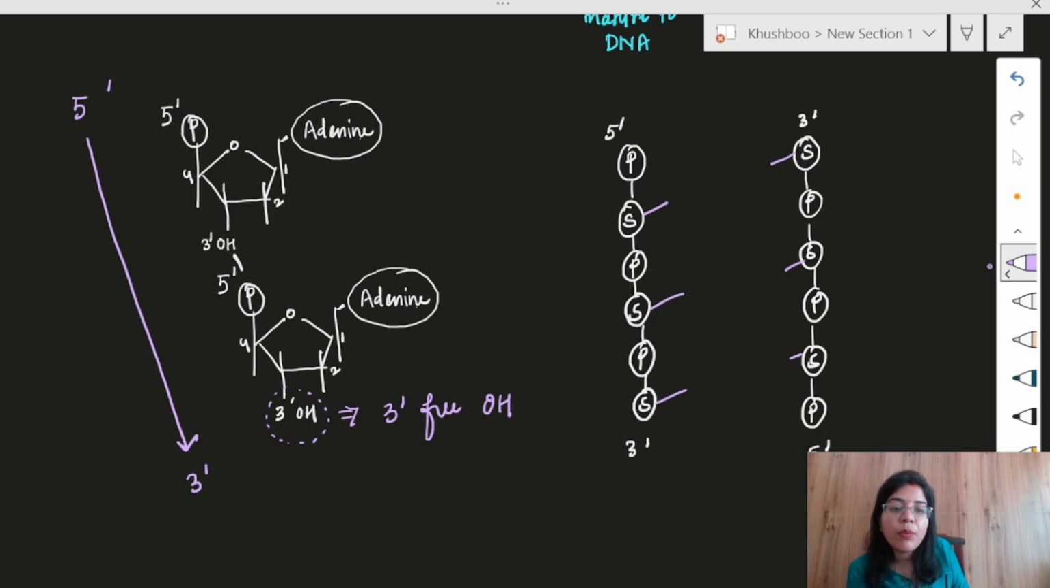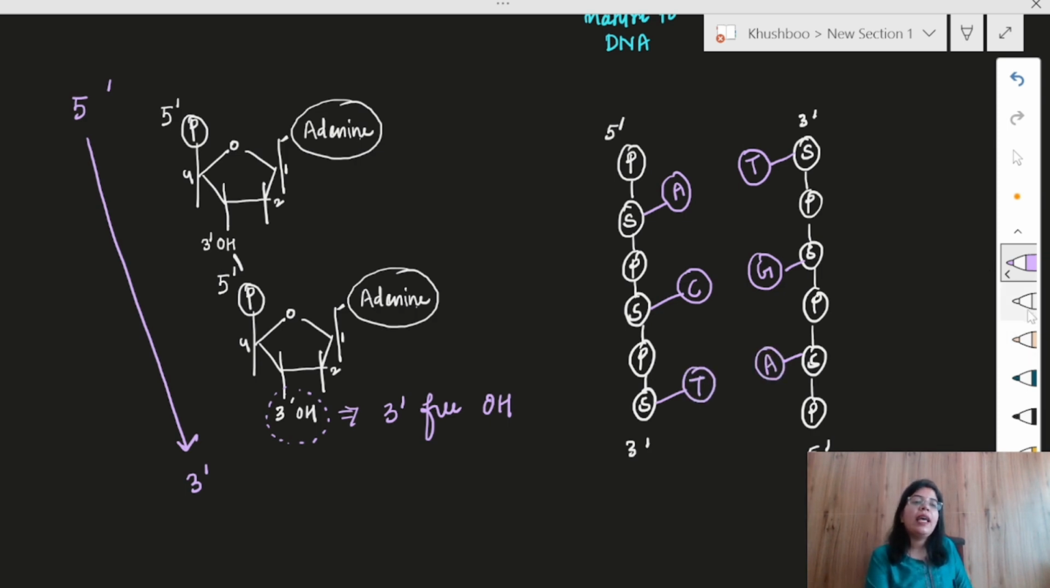Okay, bases will be projected towards the inner side. Let's suppose here I have adenine, so what should I have here? Thymine, right? Let's suppose here I have cytosine, so what should I have here? Guanine. Let's suppose here I have again thymine, then what should I have here? Adenine, right? And in between these, what should be there? Hydrogen bonds, 2 hydrogen bonds between adenine and thymine, and 3 between guanine and cytosine. So this is how the DNA is, right?